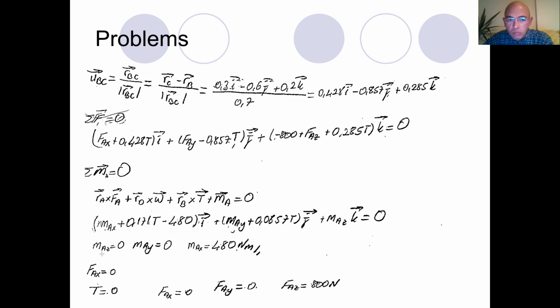The Z component of the reaction moment at joint A is equal to 0. MAY is equal to 0, so the Y component of the moment at point A is 0. But the X component of the moment is 480 newton meters. The X component of the force at point A is equal to 0, the Y component of the force is 0, and the Z component of the force is equal to 800 newtons. Certainly, the tension in the cable is also equal to 0.